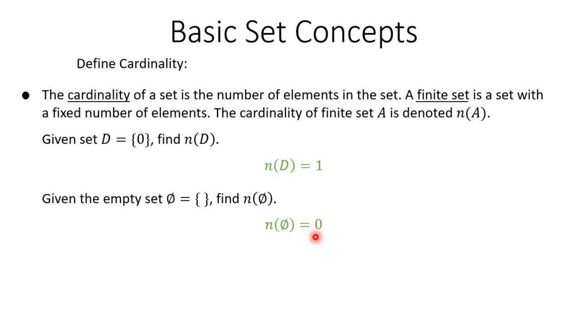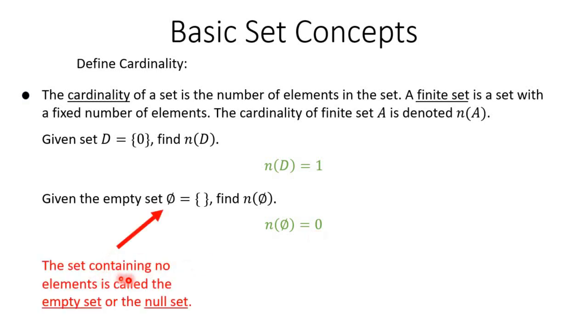Okay, that is something very specific, something you'll want to remember. The set containing no elements is called the empty set or the null set, and the cardinality of the empty set is 0. So any set that has an element at all is not the empty set. If it has an element in it, it's not the empty set. The only set that has a cardinality of 0 is this empty set.